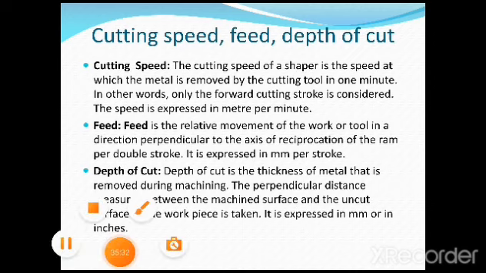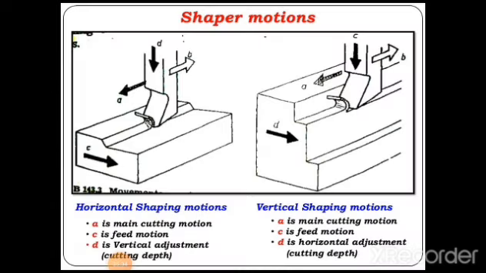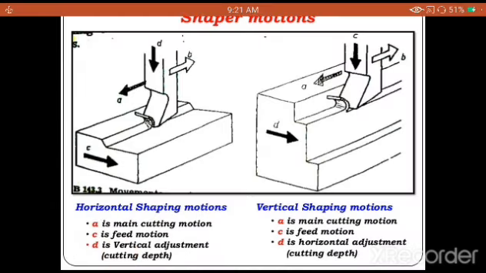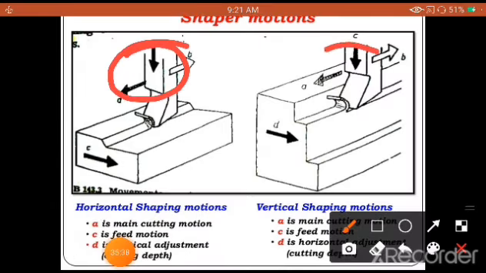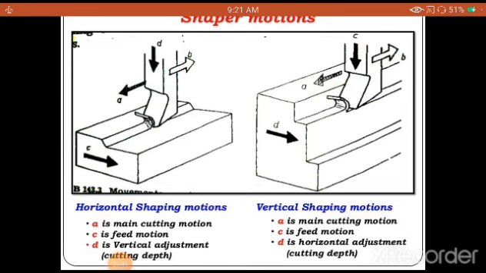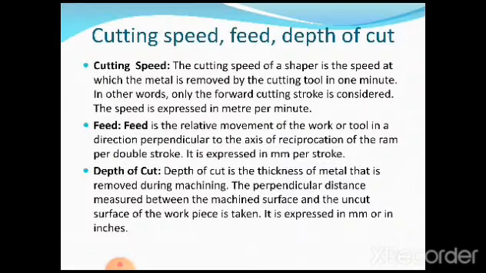So we have to decide here how much depth of cut you are going to give. This movement decides the depth of cut we want to cut at each cutting stroke. Depth of cut is the thickness of the metal that is removed during machining. The perpendicular distance measured between the machined surface and the uncut surface of the workpiece is taken. It is expressed in millimeters or in inches.